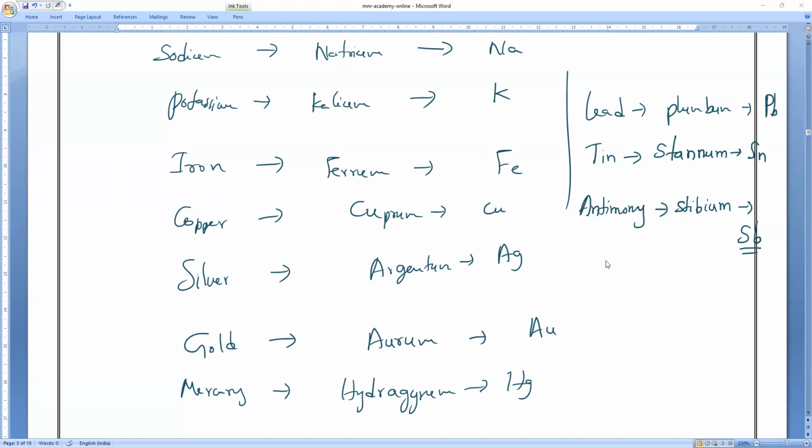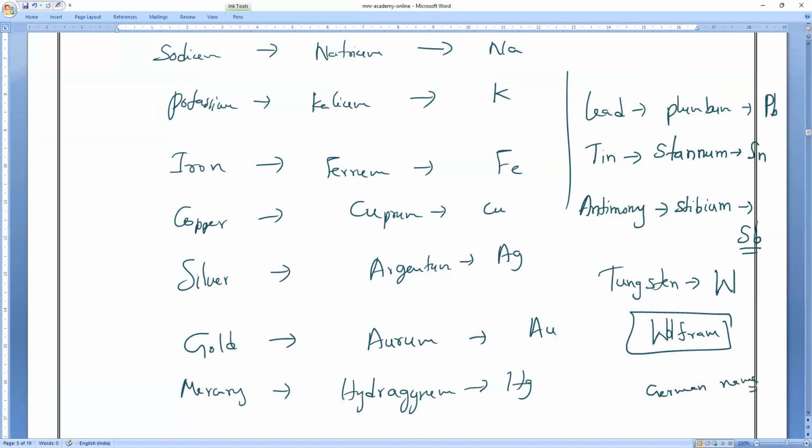See, tungsten. What is the symbol for tungsten, anybody? Tungsten symbol: Wolfram. Tungsten is W, but it is not a Latin word. It is a German name. The German name calls it Wolfram. Clear, everybody? Wolfram.